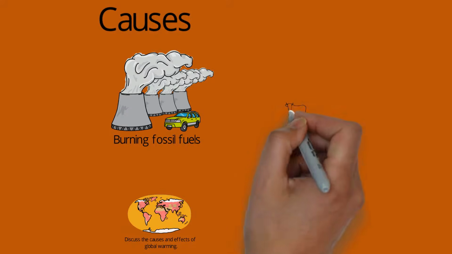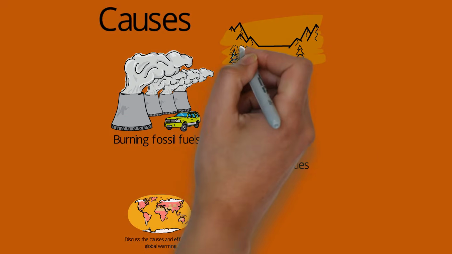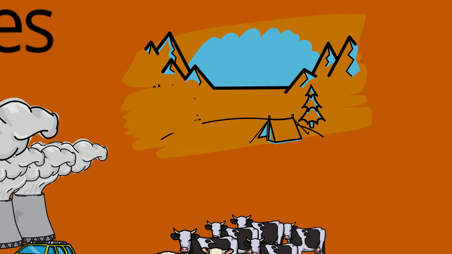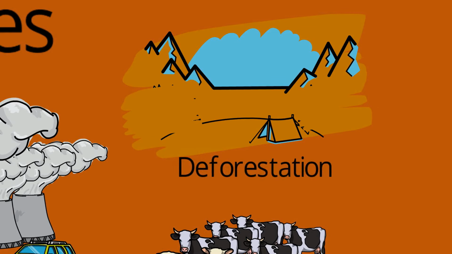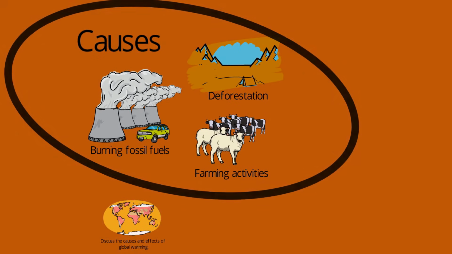Another cause of global warming is farming activities, in particular methane gases and other greenhouse gas that comes from farm animals. A third cause of global warming is cutting down trees, or deforestation, because trees play an important role in trapping greenhouse gases rather than allowing them to be released into the atmosphere.